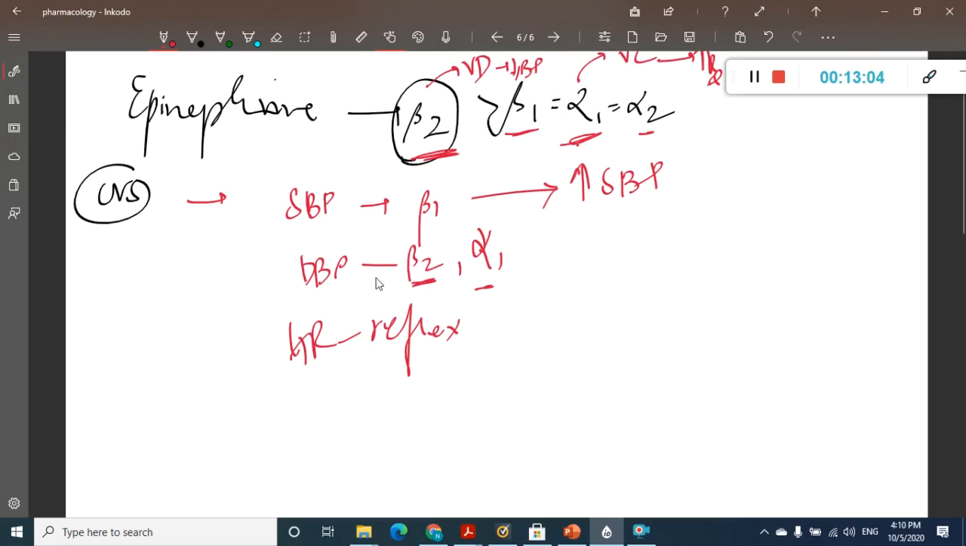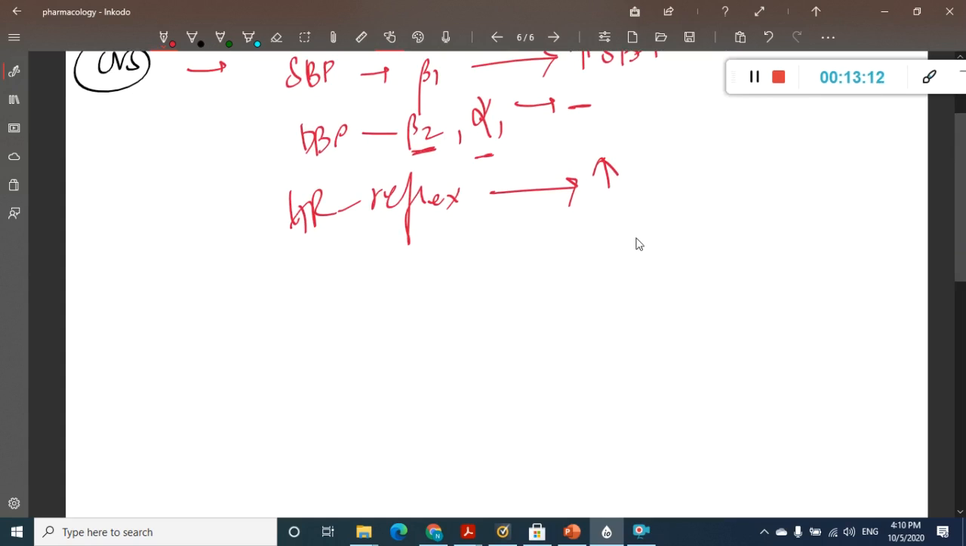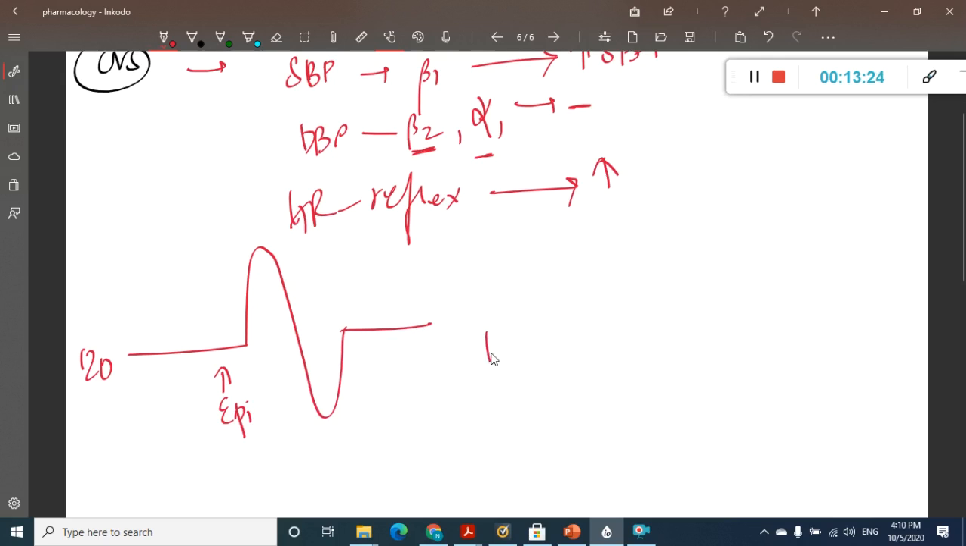So if you see, in diastolic blood pressure, there is no action reflexly because there is increased heart rate. Let me show you. Imagine a person who has a baseline blood pressure of 120 and you have given epinephrine. Once you have given epinephrine, you'll see a biphasic reaction. In this biphasic reaction, first there will be alpha 1 action followed by beta 2 action.